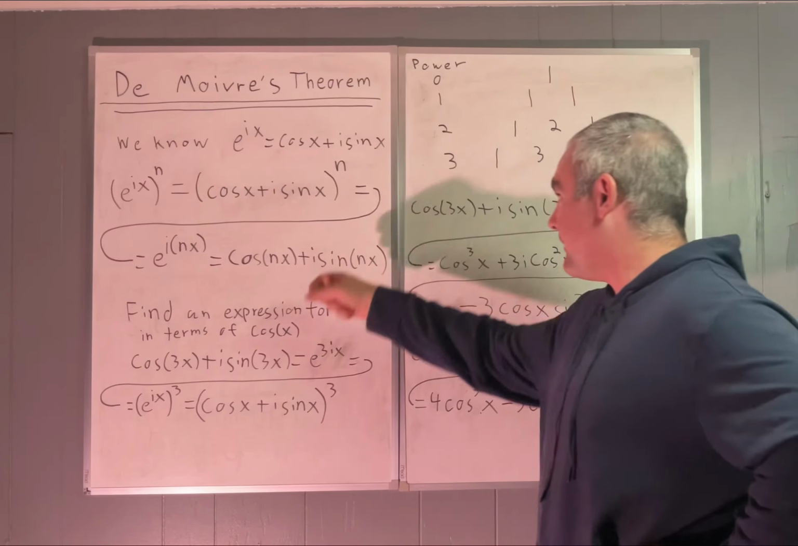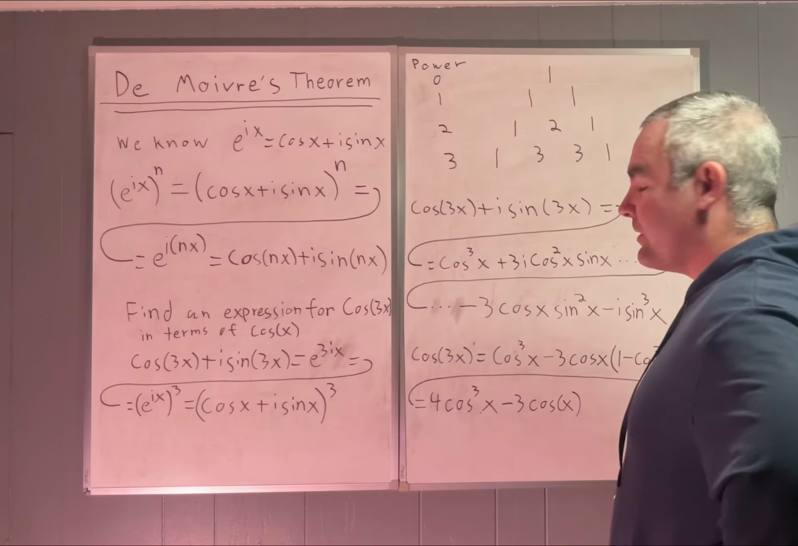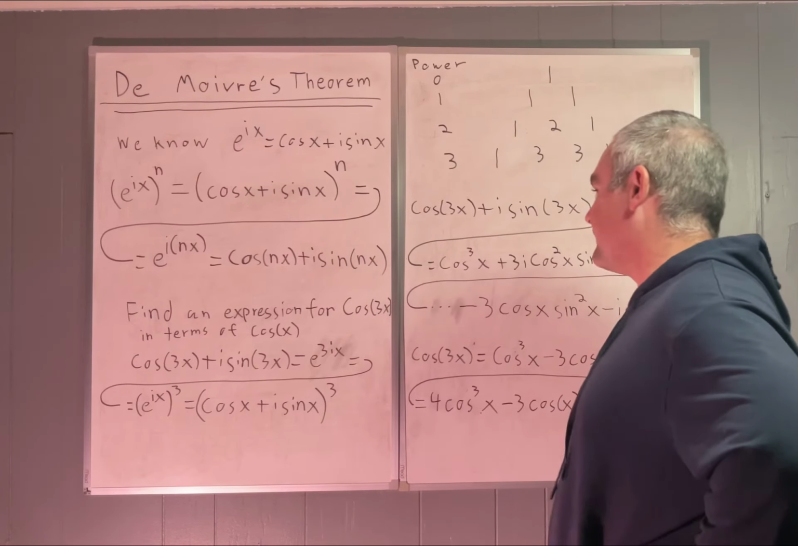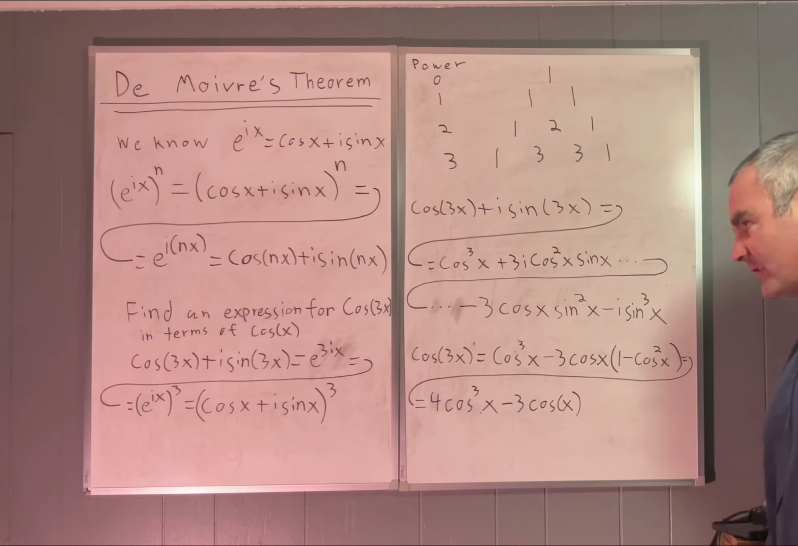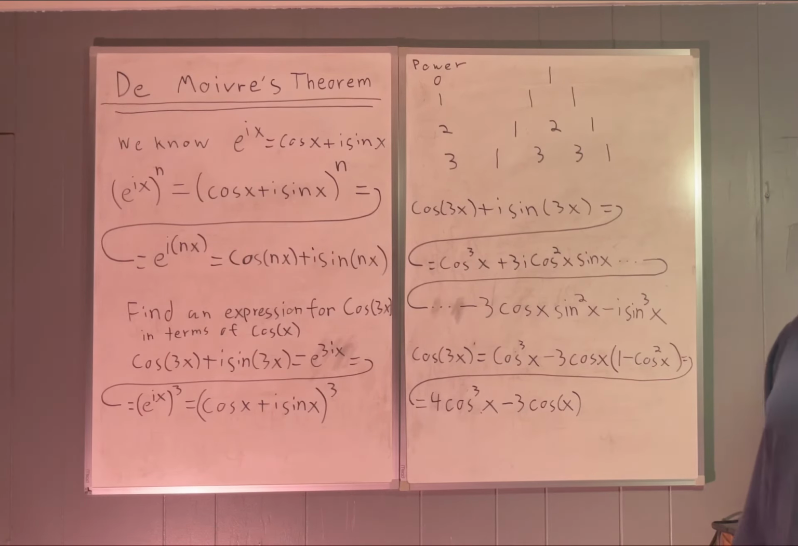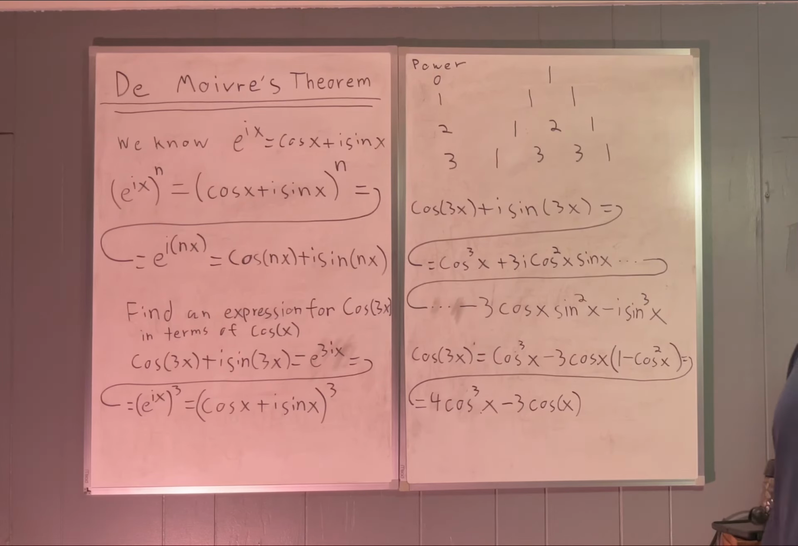That's what de Moivre's theorem says, and I hope that was easy enough to follow, and I hope you understand why that's true now. So, anyway, we're going to use that fact to find an expression for cosine of 3x in terms of cosine of x. Things like cosine squared x are okay. But we don't want to use things like sine x. We don't want to use things like cosine of 2x. It will be all cosine x's.